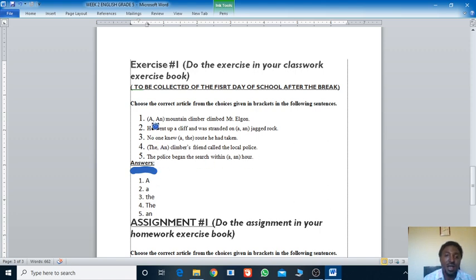First one is a mountain climber climbed Mount Elgon. He went up a cliff and was stranded on a jagged rock. No one knew the route he had taken. The climber's friend called the local police, and the police began the search within an hour.